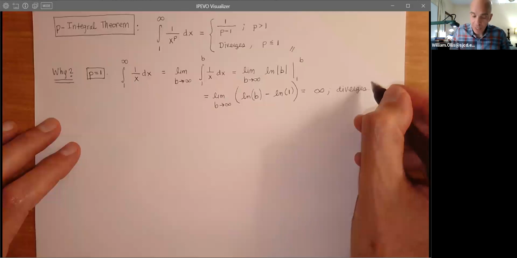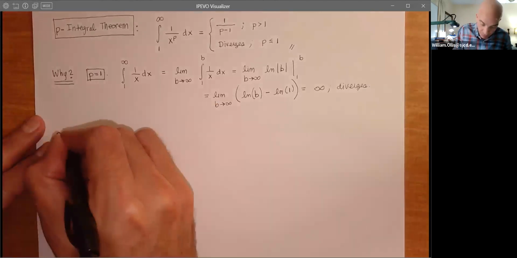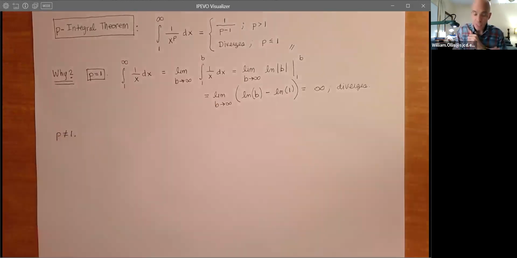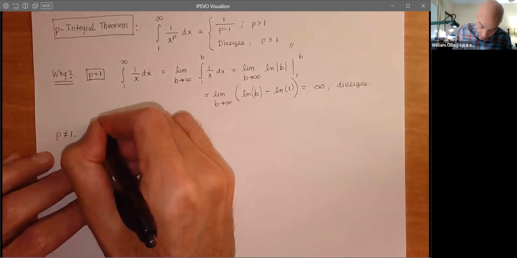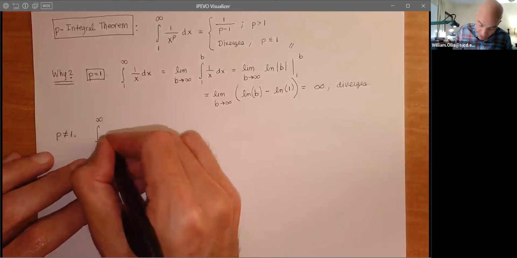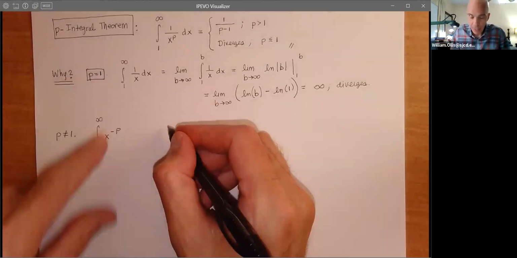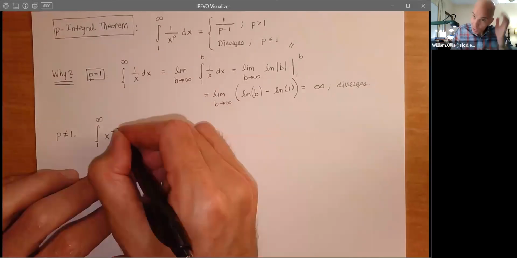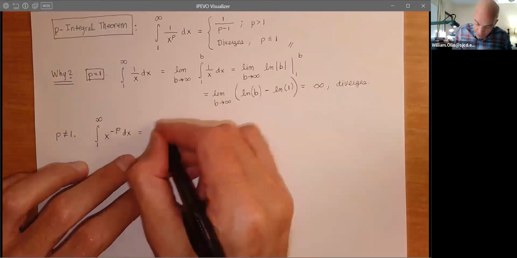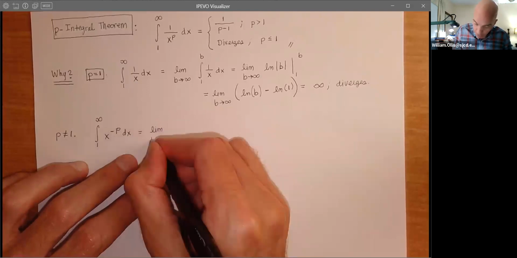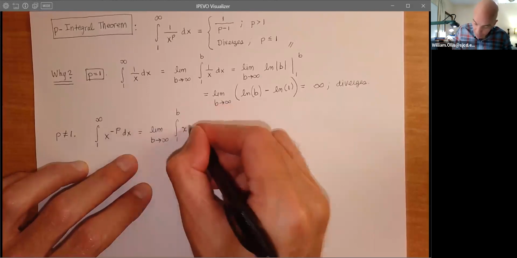So for all the other cases, we can just assume p is not equal to 1 and get a general result. For p not equal to 1, we'll get a limit which we can analyze fairly simply. So again, we'll start with the integral from 1 to infinity. And now we'll write 1 over x to the p as x to the negative p, just for ease in computation of the antiderivative. So this will be the limit as b approaches infinity of the integral from 1 to b of x to the negative p dx.